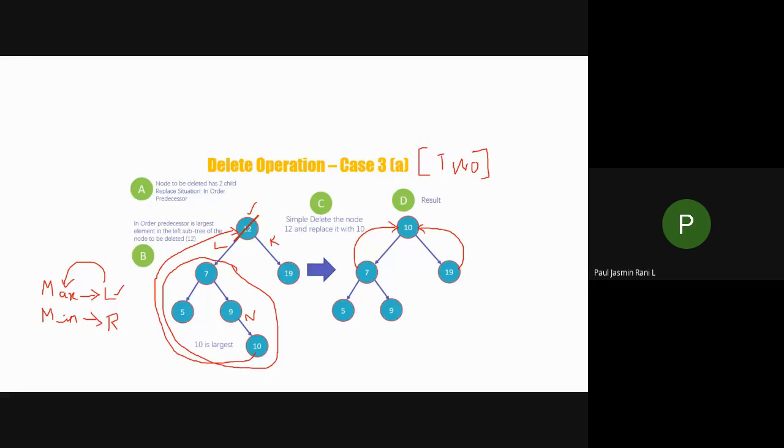This is one procedure. I have to take the maximum element from your left subtree and bring that maximum element back to your root node. I'm going to remove this one. After removing this one, this part will be empty because the left subtree and right subtree will be detached. But I have to remove only the 12, not all the elements.